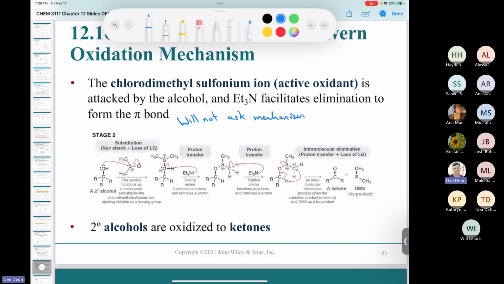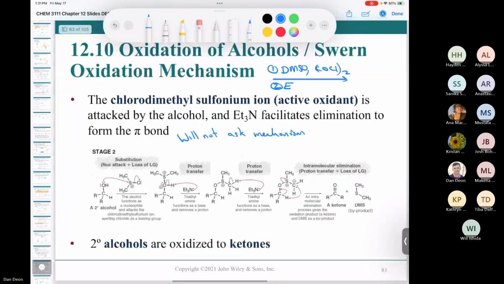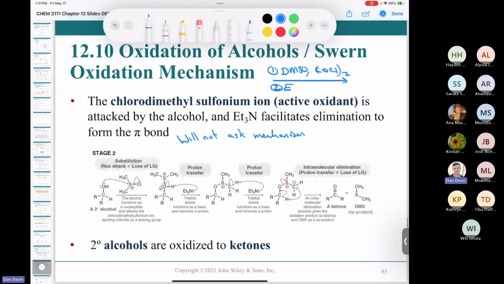Number one, it's a two-step process. Step one was dimethyl sulfoxide and oxalyl chloride, so (COCl)2 in brackets. And then the second step is going to be triethylamine. And you can see where the triethylamine comes into play.